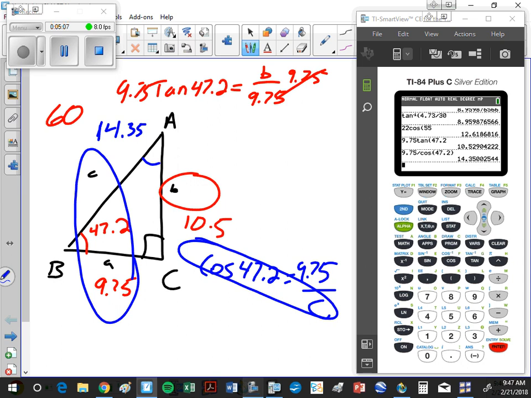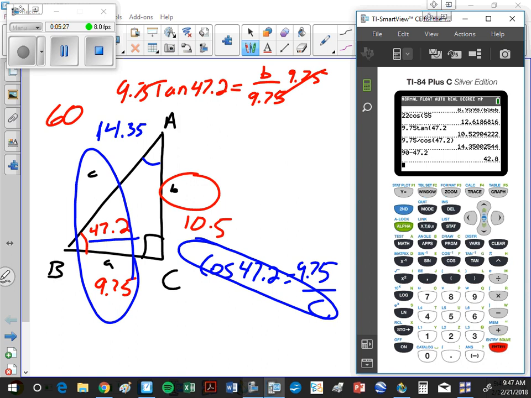And actually, all you have to do is 90 minus this. So you can take them all out of 180, or we know that those two angles always add up to 90. So I end up with 42.8. All right.